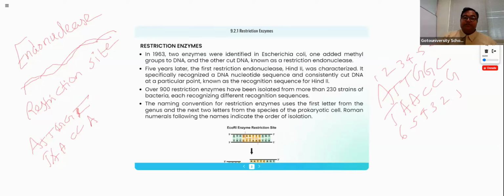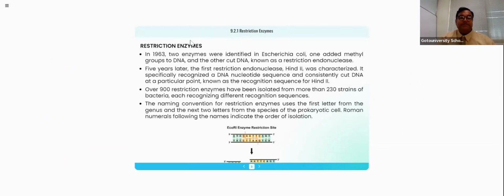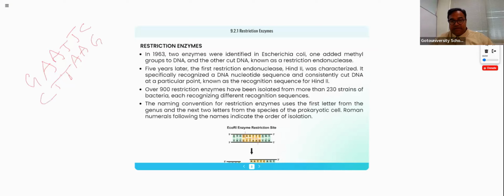Then which one can be used as a palindromic sequence? This is not a palindromic sequence. So I am drawing it, why? Because many students are thinking of a repetitive sequence. See, again I'm repeating: A, T, T, then T, T, A, then G, G, C, C, then C, G. So this is the palindromic sequence. 1, 2, 3, 4, 5, 6, 7, 8, and 1, 2, 3, 4, 5, 6, 7, 8.